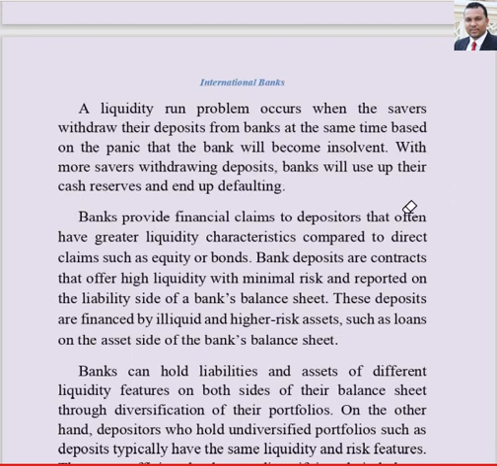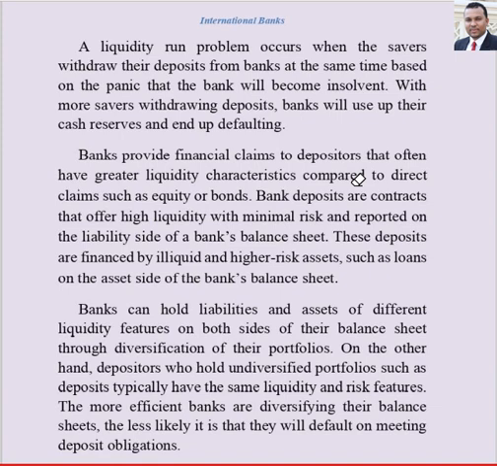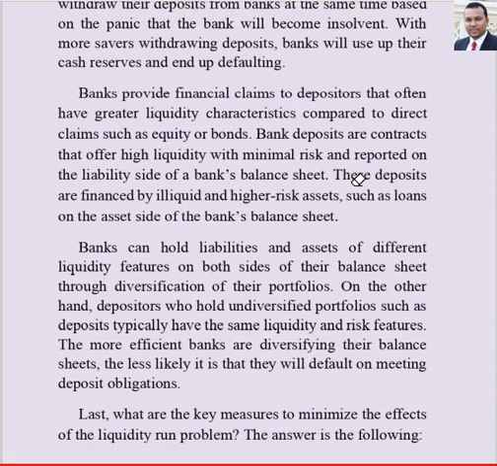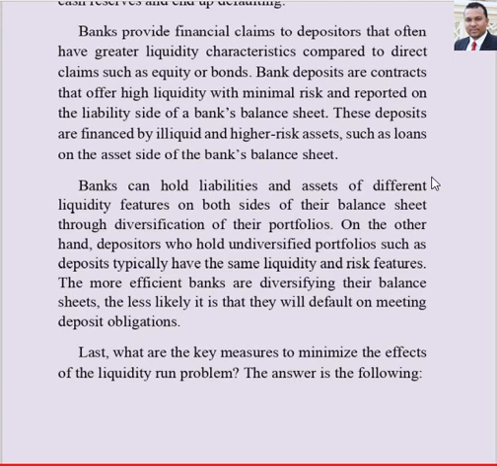But this case can result in panic and economic crisis, and maybe insolvency for the bank and a crisis for the bank. How can the bank meet this problem? By cash reserves. The bank provides financial claims to depositors that often have greater liquidity characteristics compared to direct claims. So any bank deposit is a contract between the depositor and the bank. For this risk, the bank keeps sufficient reserves to face this liquidity problem.